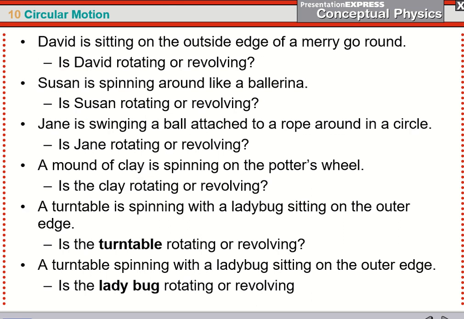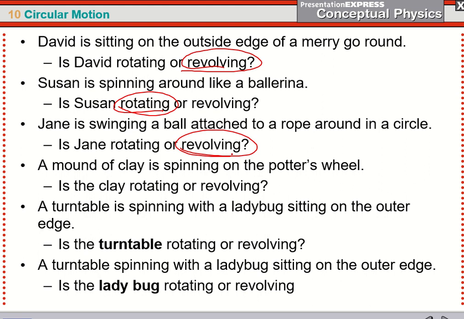So let's look at some of these other examples. We've got David. He's sitting on the outside edge of a merry-go-round. The axis is not inside of him, so he is revolving. Susan is spinning, so she is rotating because the axis is inside of her. Jane is swinging a ball attached to a rope around a circle. Let's say the ball is revolving. Jane's probably just standing there.